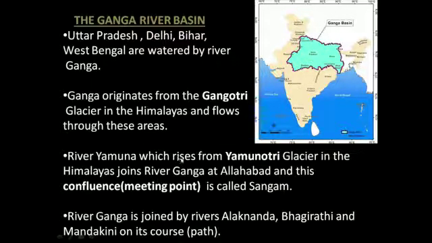River Yamuna, which rises from the Yamunotri Glacier in the Himalayas, joins the river Ganga at Allahabad. The place where the river Yamuna joins the river Ganga is known as Sangam or confluence. Confluence means meeting point. River Ganga is joined by the rivers Alaknanda, Bhagirathi and Mandakini on its course.